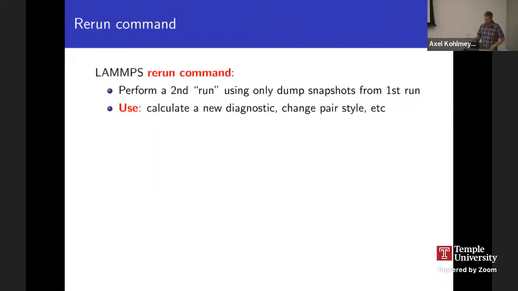Okay, the last concrete example here is this rerun command in LAMMPS that lets you perform a second run using only dump snapshots from a previous run. A motivating use case is if you didn't calculate some diagnostic in the first simulation, but you want to take each of these snapshots and compute the diagnostic on that simulation. So it might be per atom stresses or per atom forces or energies or whatever that might be. You could also even change the potential and say, I ran this simulation with one potential, but here are the diagnostics I would have gotten if I was using the second potential on these snapshots from the first potential.